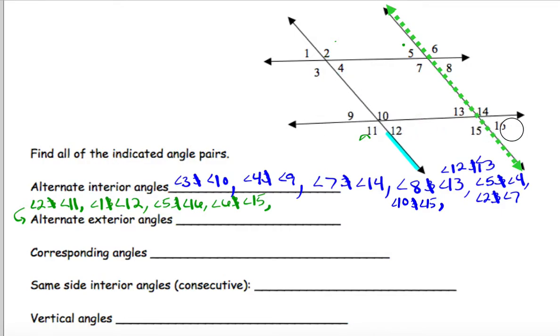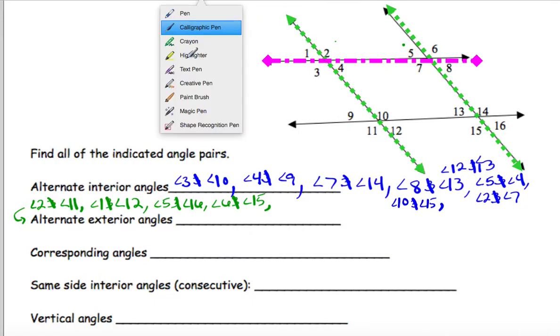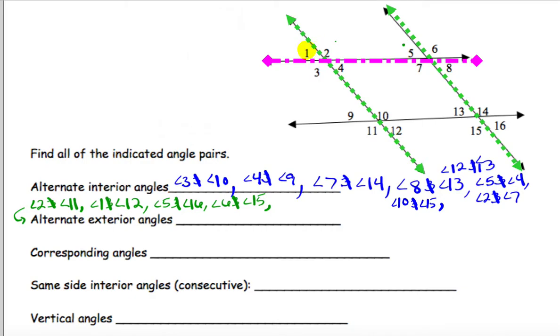So that was using the top and bottom line as our pair of lines. Now let's use these as our pair of lines, these green lines, and we'll start with this pink dotted line up here and look for alternate exteriors with these. With these alternate exteriors, we could have a pair being angle 1 and angle 8, and we could have a pair being 3 and 6. So I'm going to add those to the list, angle 1 and angle 8, angle 3, and angle 6.